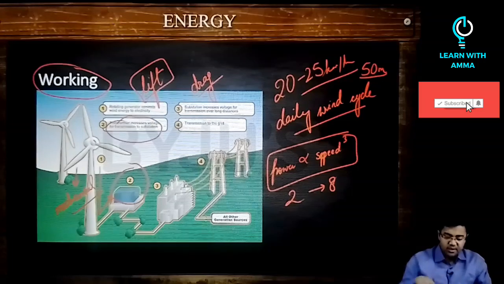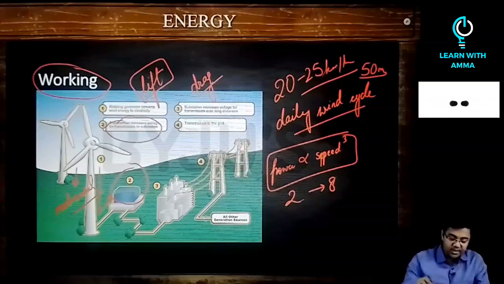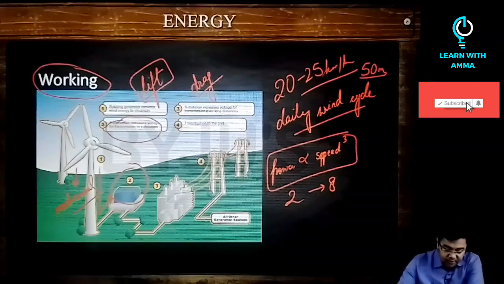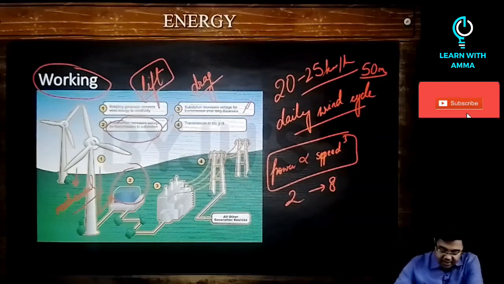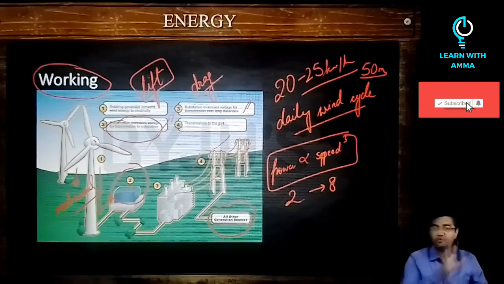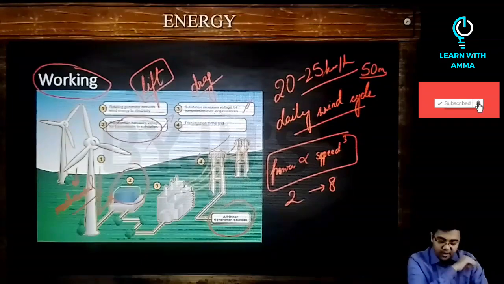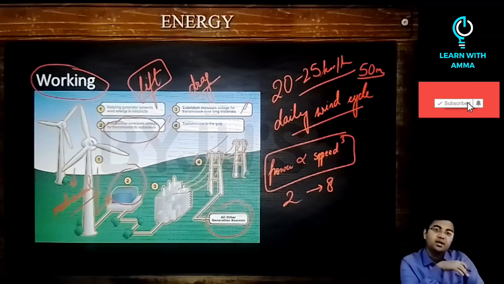And once we have been able to capture these conditions, this is how the entire working will happen. From the second stage, there will be a substation which will increase the voltage for transmission over long distances, and then finally you have the transmission lines which will be connected to the grid, and the grid will be supplying the energy or the electricity to everywhere wherever we want the energy to be supplied. So this is how the working of the windmill or the wind energy would happen.